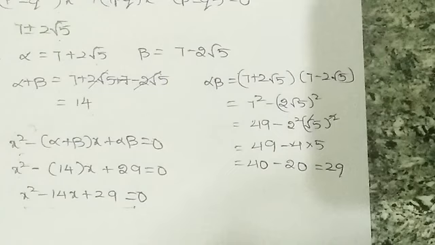And the fourth one, 2x square minus 7x plus 10 is equal to 0. Here a is 2, b is equal to minus 7, c is equal to 10. So from this delta is equal to b square minus 4ac. So I have got minus 31, which is less than 0. If it is less than 0, then the roots are complex.